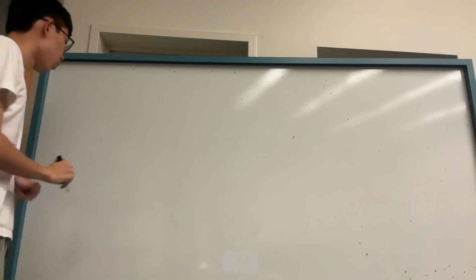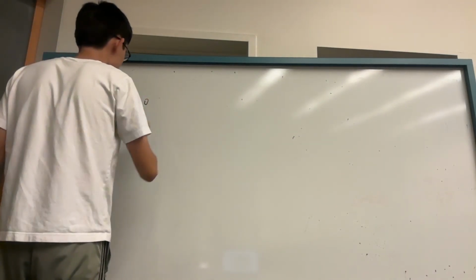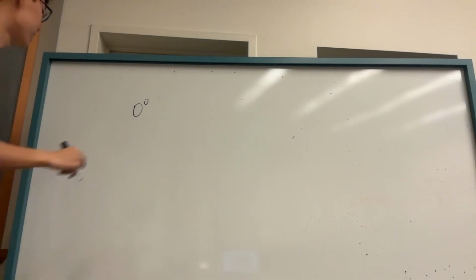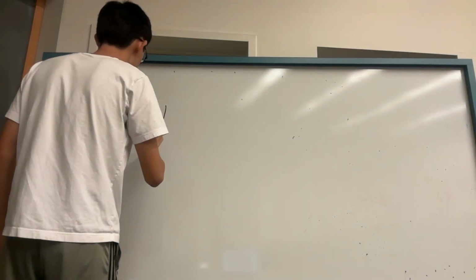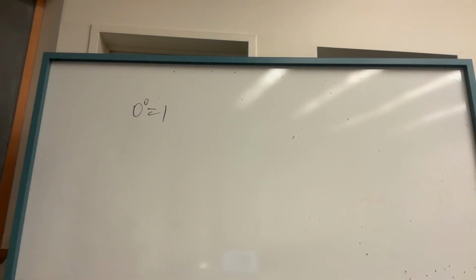Okay, let's move on to our next math question. And that math question is, what is 0 to the power of 0? Is it equal to 1 or undefined? 0 to the power of 0 has no agreement in math. It can be undefined, it can be 1, or it can be 0.